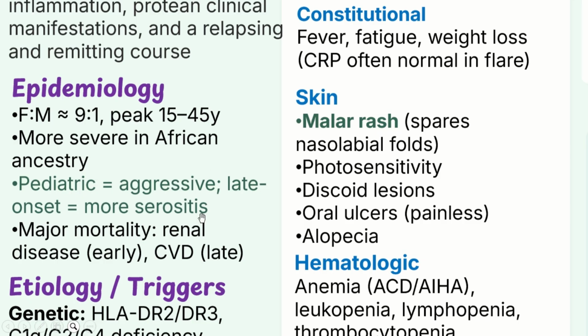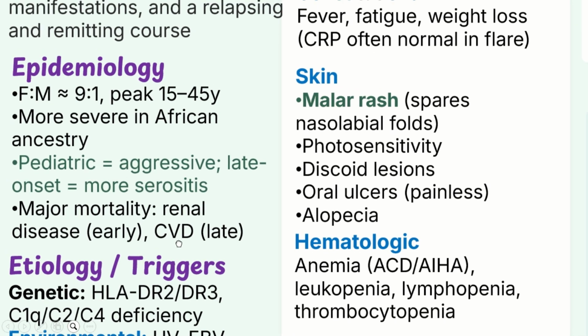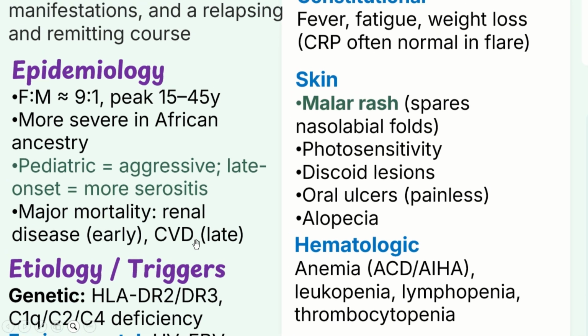And the major cause of death in people who have lupus is going to be renal disease. They're going to get what we call lupus nephritis, and then later they may die from cardiovascular disease. And we are going to see this because of that multisystem inflammation or the widespread inflammation. It's going to accelerate atherosclerosis, and they're going to end up with coronary events.